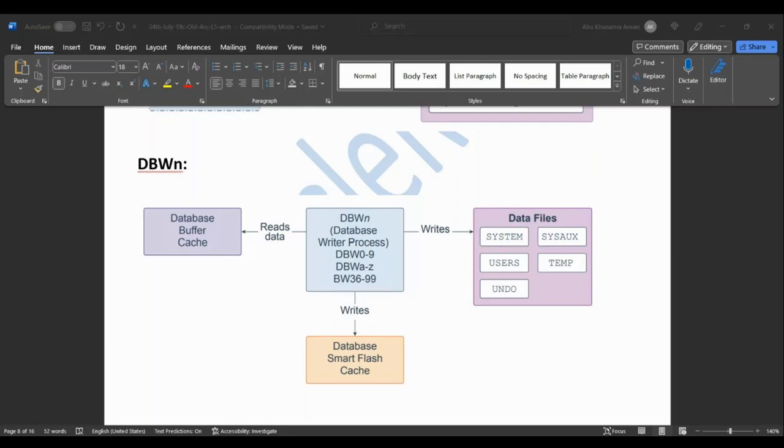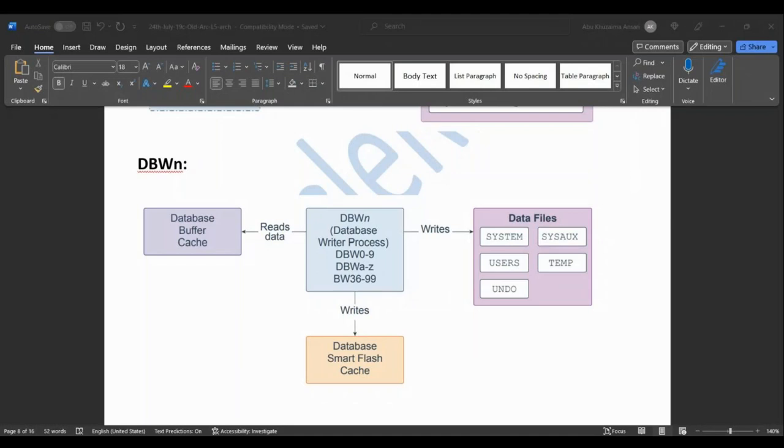We have DBWR, or database writer. And what is the work of DBWR? DBWR writes the dirty buffer from the database buffer cache to the data file. Now the question is, what is a dirty buffer? A dirty buffer is a buffer which contains a new value. When you are updating a record, the new value is generated and stored in the database buffer cache. The area where it is stored is called a dirty buffer.